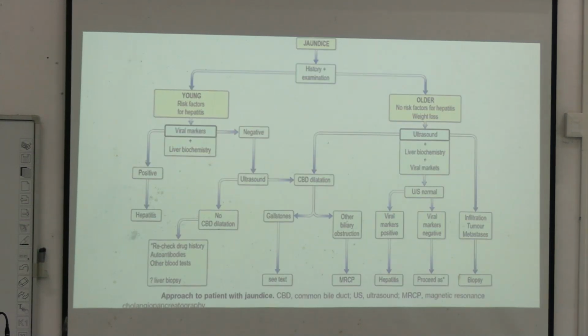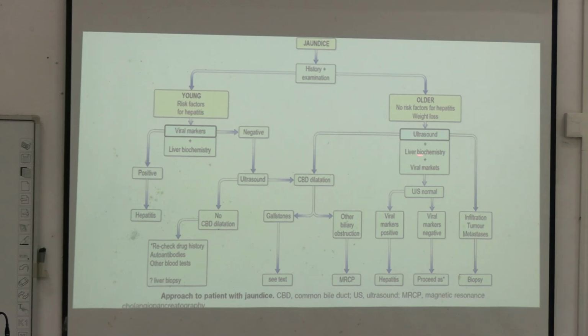Now, the management of jaundice: history plus examination. Young patient, management is different. Older is slightly different. In a young patient, we have to do viral markers. If viral markers negative, then ultrasound; if no CBD dilatation, then recheck drug history or antibody. If viral markers positive, then it is hepatitis.